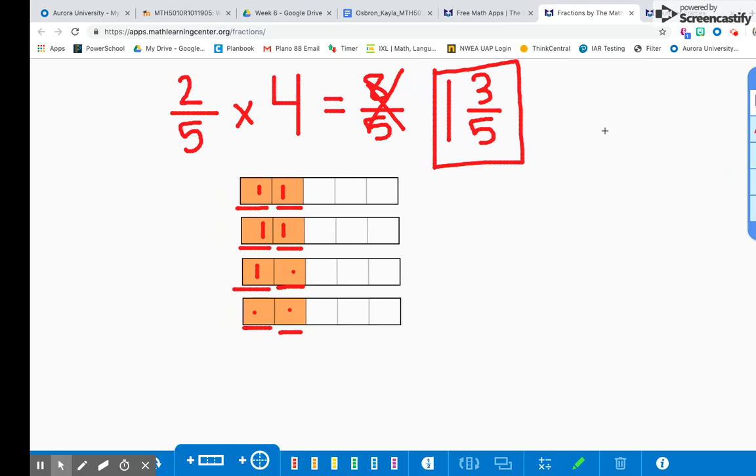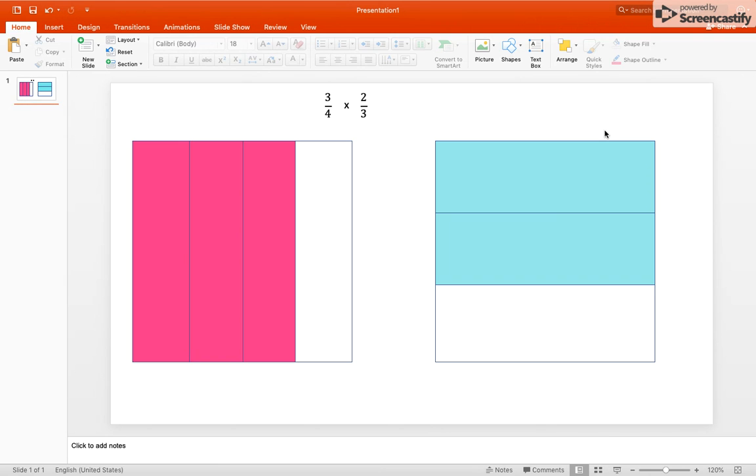Those are two methods that we use. The last thing I wanted to show was multiplying a fraction times another fraction. So for this one, we use a coloring model. So my problem I made is 3/4 times 2/3, or 3/4 of 2/3. So what you're going to start with is you're going to start by just making your fractions. So I am showing 3/4 in pink, and I am showing 2/3 in blue.